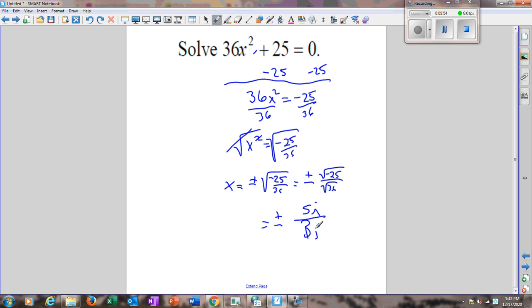Over the square root of 36. Struggle is real over here. Square root of 36 gives me 6. So that's my final answer, plus or minus 5i over 6. Any questions there?